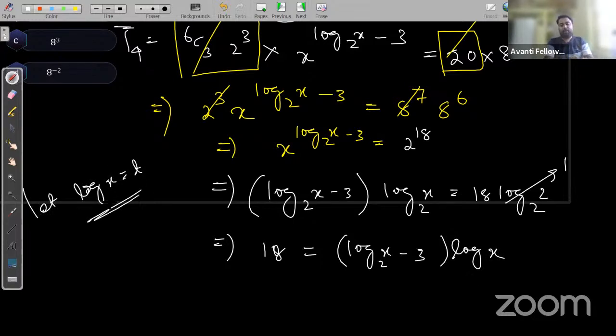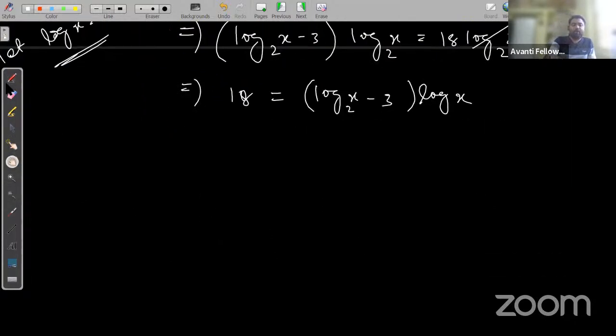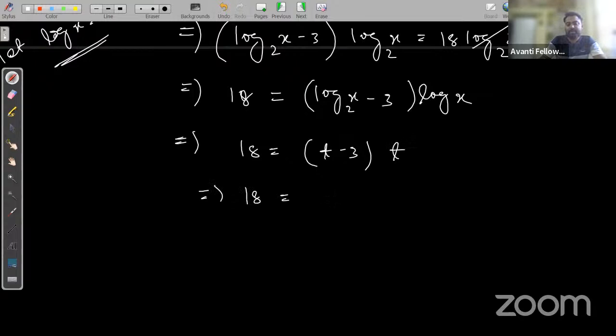Now try it. If we take log of x is equal to t here, what will happen? This becomes 18 is equal to t minus 3 into t. So this becomes 18 is equal to t square minus 3t. So this is t square minus 3t minus 18 is equal to 0. So finally we are getting one quadratic equation.